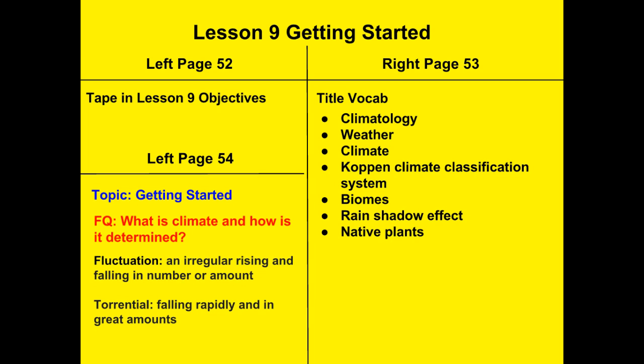And then a couple life vocabs for you. Fluctuation: an irregular rising and falling in number or amount. And torrential: falling rapidly or in great amounts.